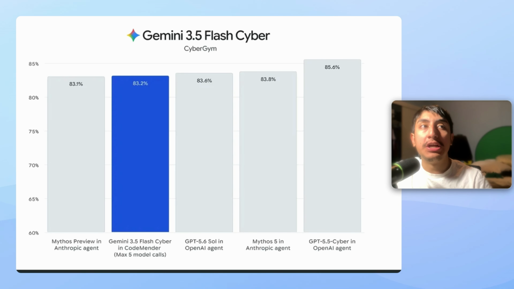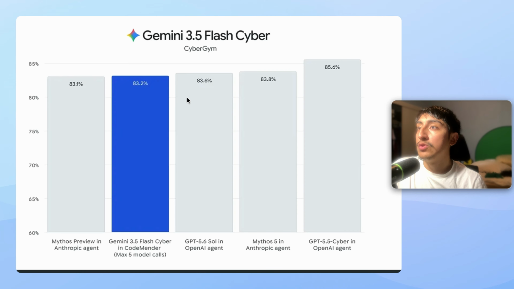All right, now let's go ahead and check out 3.5 Flash Cyber, which is the newest security model. So this is a small model fine-tuned for one job, finding and fixing cybersecurity vulnerabilities. So let's look at the benchmark. On CyberGym, Flash Cyber scores 83.2%. It does not top the chart. Mythos Preview comes in at 83.1%.